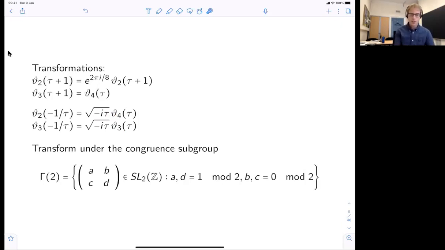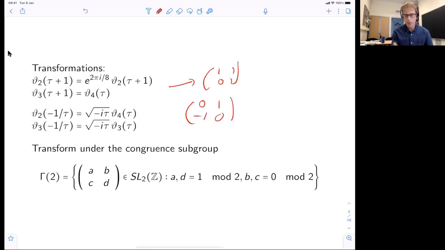Okay, so these transformations we can express in terms of SL(2,Z) matrices. The first one here, you would write as (1, 1; 0, 1). And the second one as (0, -1; 1, 0). And so what we see is that, since theta 3 goes to theta 4, these are the two generators of SL(2,Z).